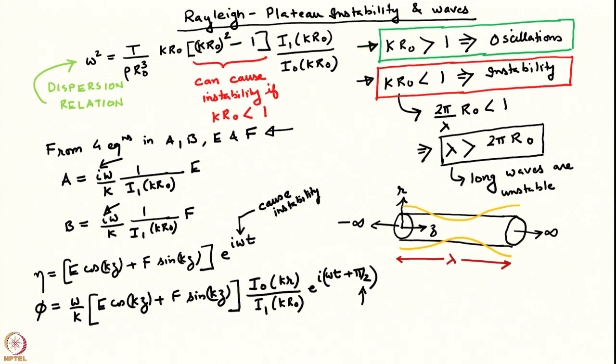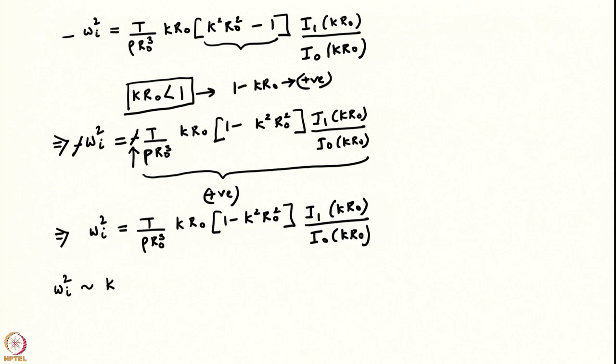So I have put this symbol in red here. So k is related to 2 pi by lambda, and so kr0 less than 1 corresponds to lambda greater than 2 pi r0. What is lambda? Lambda is the wavelength of the surface perturbation. So we are saying that all those waves are unstable whose wavelength is greater than 2 pi r0. 2 pi r0 has a physical interpretation, it is the perimeter of the cylinder. So any wave whose wavelength exceeds the perimeter of the undisturbed cylinder is unstable. So this is also known as a long wave instability, because waves above a certain wavelength all of them create instability. So now let us look at omega I square as a function of k.